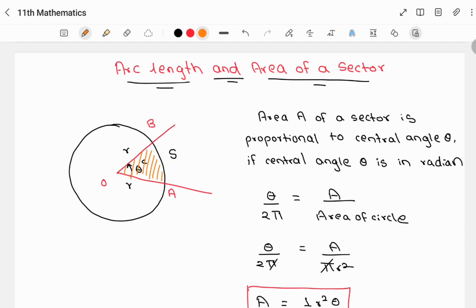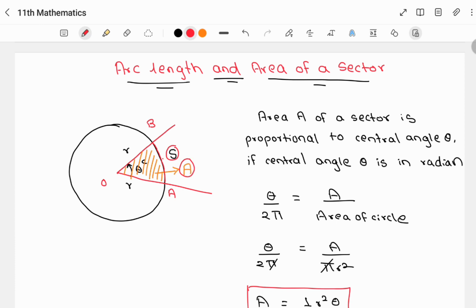Okay, and the length on the circumference of the circle corresponding to this sector is called the arc. Let the area of this sector be A, and the length of this arc be S. So we have the area of the sector as A and the length of the arc as S.